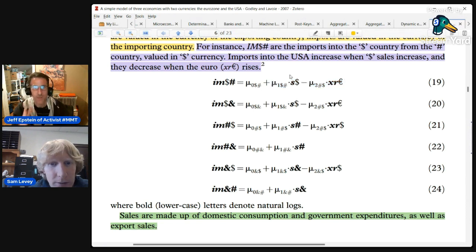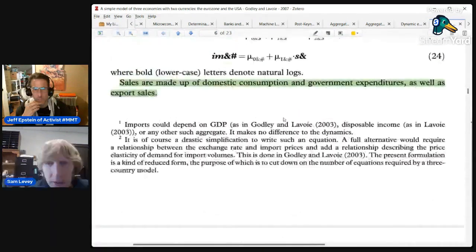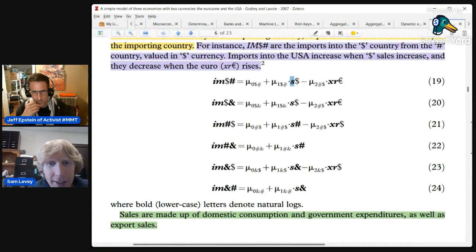So how many imports we have, sales, domestic consumption and government expenditures, as well as import sales. If we jump down, there's actually an equation for it right here. So sales is consumption plus government plus exports. What this is telling us is that if sales go up, so if firms in the US sell more stuff, then how much is that going to increase imports? This is saying if sales go up by $1, then US imports from this country are going to go up by whatever this number is right here.